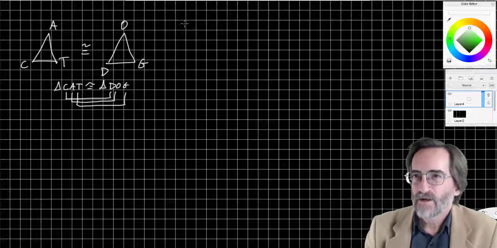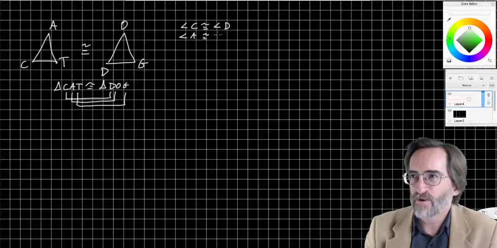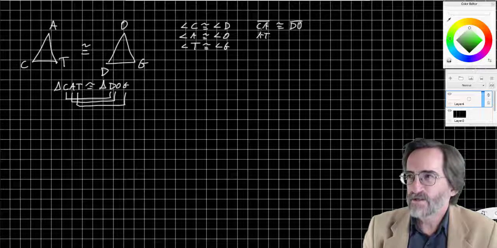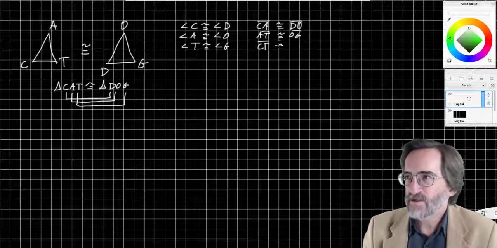That means angle C is congruent to angle D. It means angle A is congruent to angle O. Angle T is congruent to angle G. But it also means CA is congruent to DO. It also means AT is congruent to OG. It also means segment CT is congruent to segment DG. So all six of those facts are true.